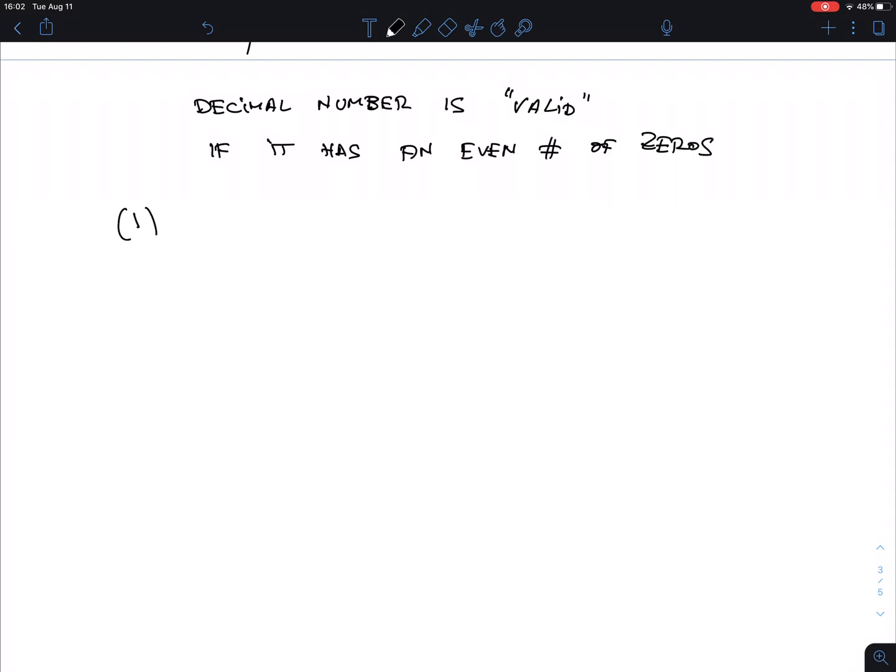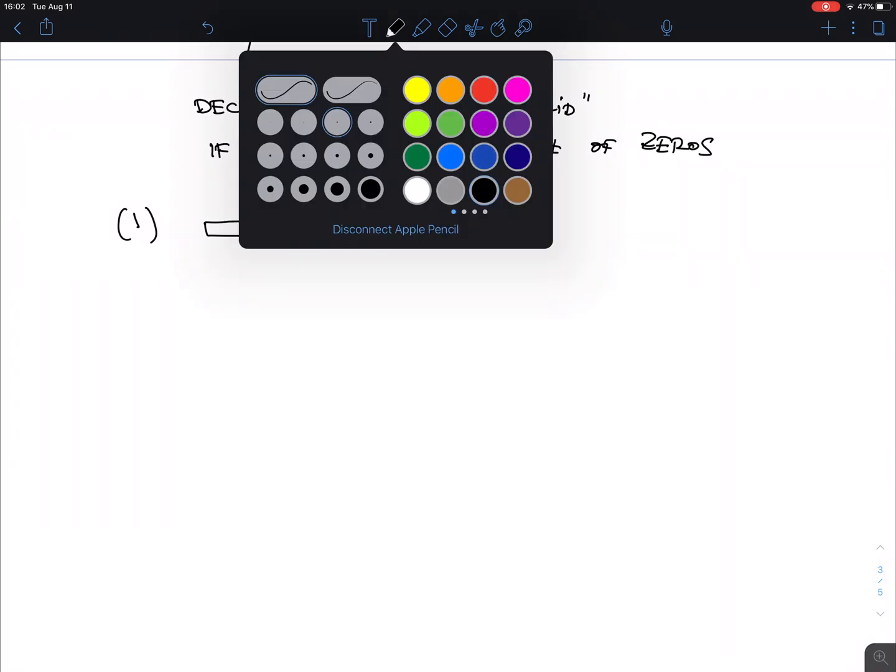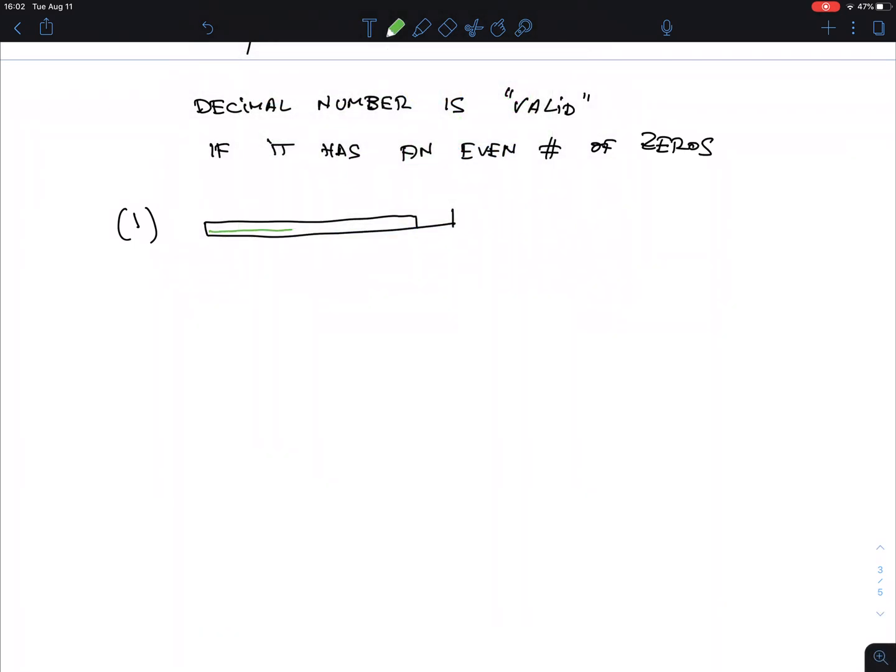So one possibility: I'm building my valid string, and the way I build it normally is by adding one more element to the string. Suppose this is a valid string. That's a valid string of length n minus 1, right? And I want to keep it valid.